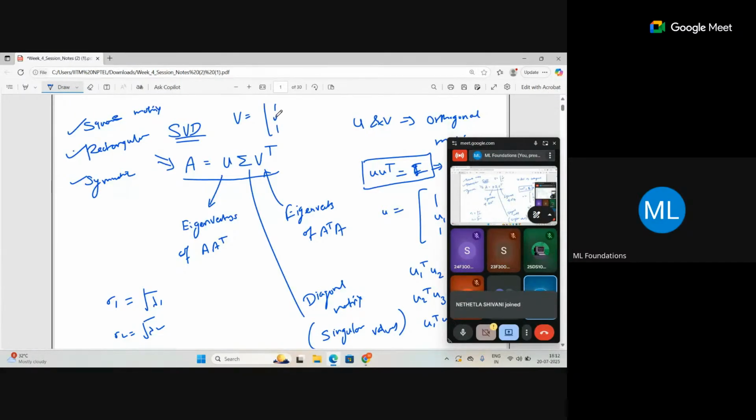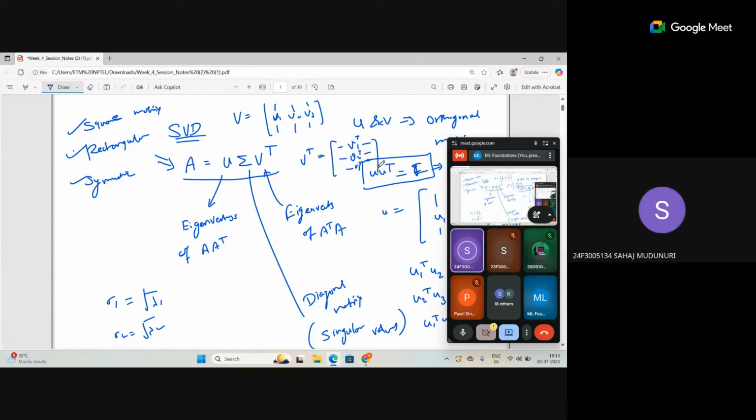Let's say they are V1, V2, and V3, and then V transpose is the transpose of that, so the rows will be the eigenvectors. Understand? Yes, sir. So V is the columns of eigenvectors of A transpose A, and V transpose is the rows of eigenvectors. Whatever eigenvectors you get, you arrange them into rows.